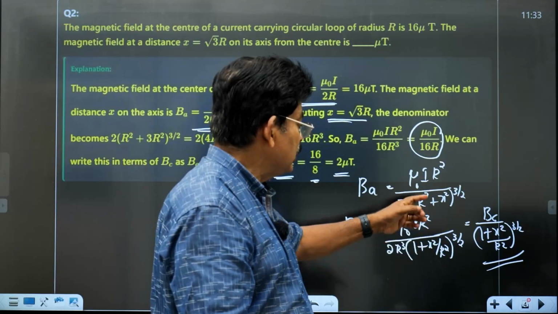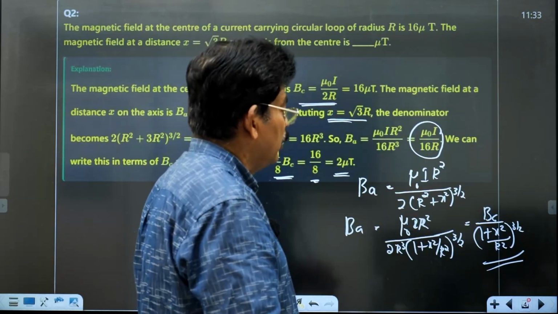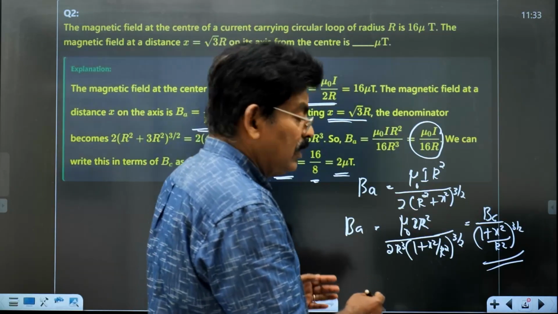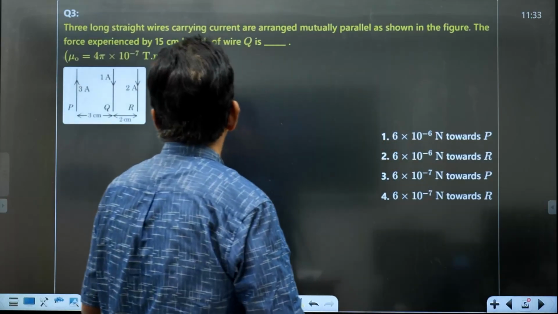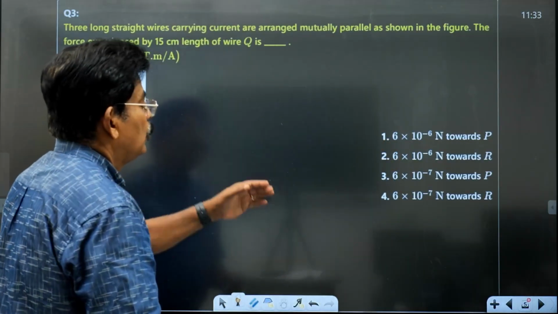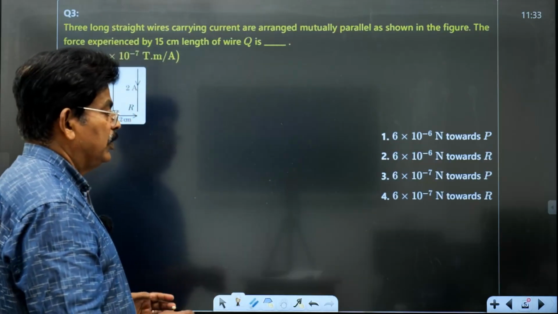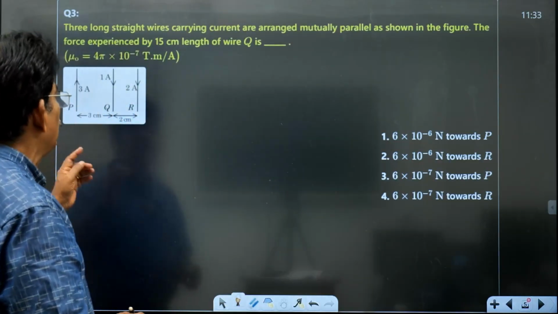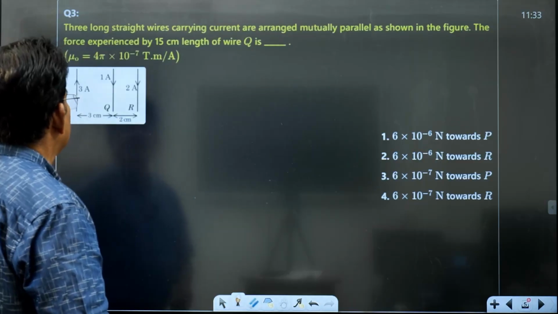So your answer is, how much is it coming? BC 16 microtesla. 16 by 8 it will be 2. You can get the answer in a further easy manner. Okay. Now come to the question. Here I'm not going to the explanation. Explanation is not given with mathematical support in the question. We can do it. Now tell me P and Q, separation between them.